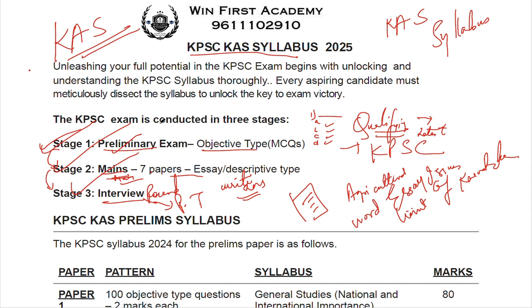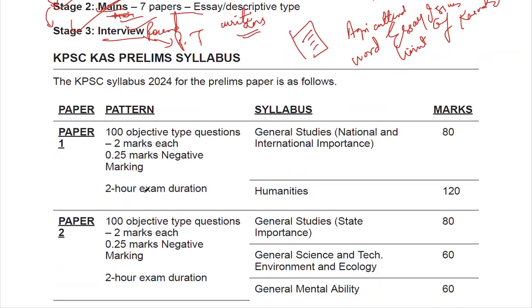Now let me clear one small doubt here. In mains they ask you to write what the agricultural problems of Karnataka are. In the interview they ask you orally, that means you have to answer to the interviewing panel: what are the agricultural problems of Karnataka?